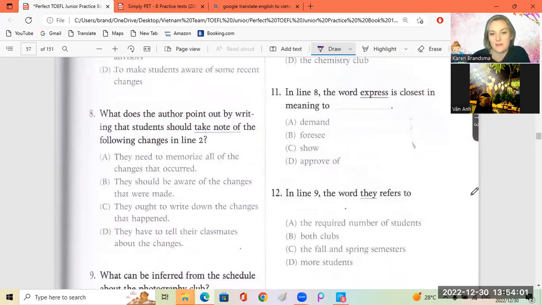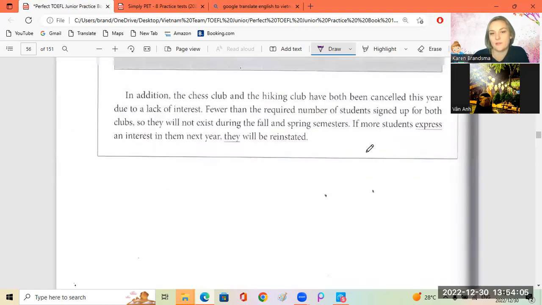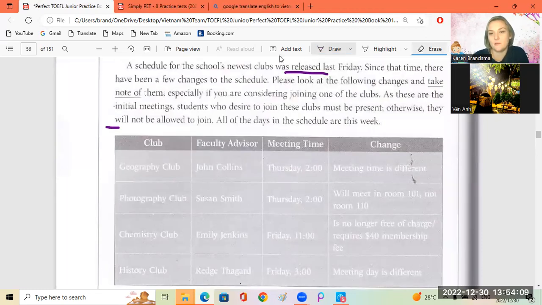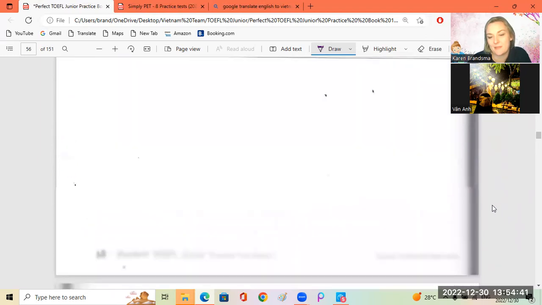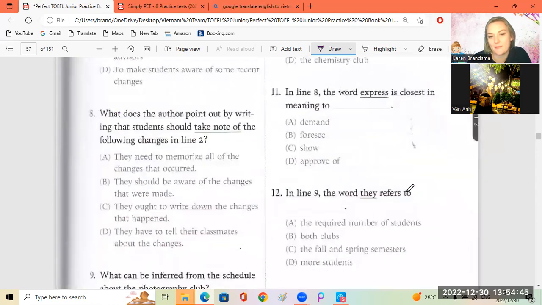Number eight. You can go up. Yes, okay. Take note of the following change. But you can go down. To be aware is to take note. B. Yes.